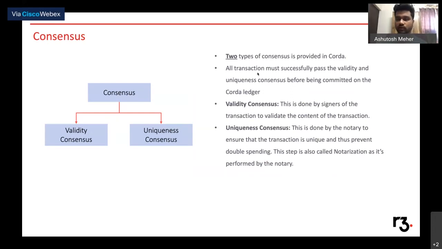So generally, all your transactions first go through the validity consensus, and then they go to the uniqueness consensus. So a transaction is valid only if both these consensus types deem the transaction to be valid.